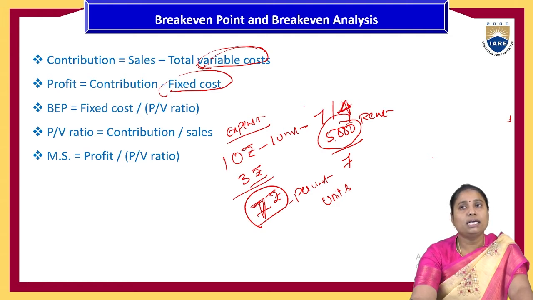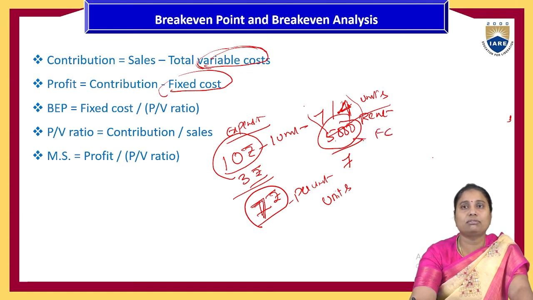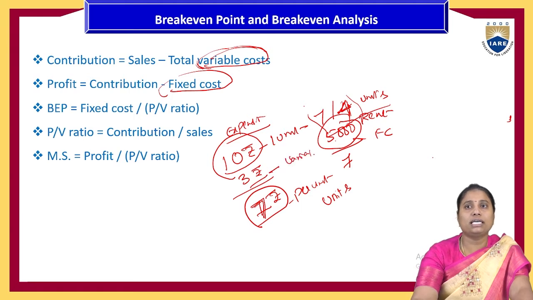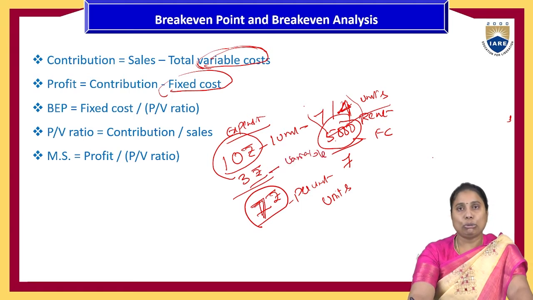714 units, if they are able to sell them at a unit price of 10 rupees, then there is a chance of recovering this 5,000 rupees of fixed cost as well as 3 rupees per unit variable cost, so that the organization will get no profit and no loss. So this is how it is calculated.